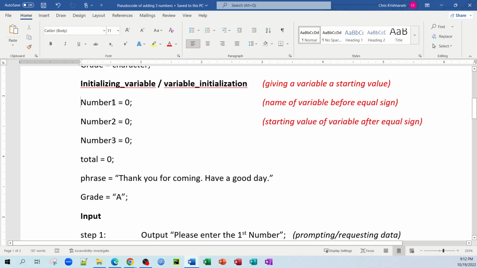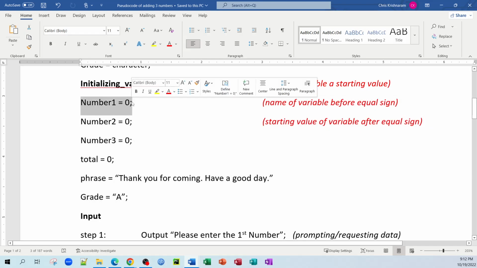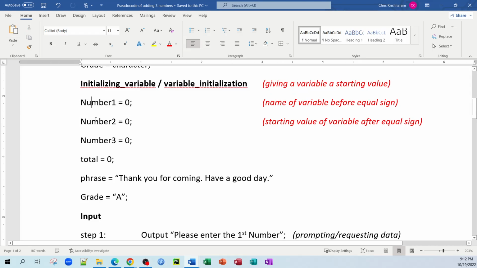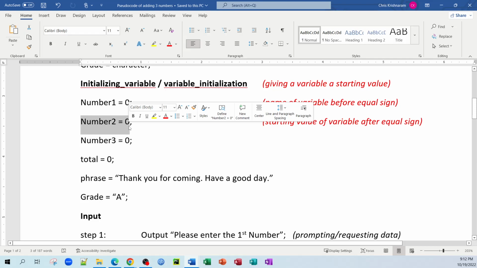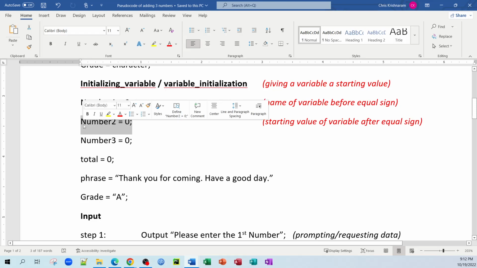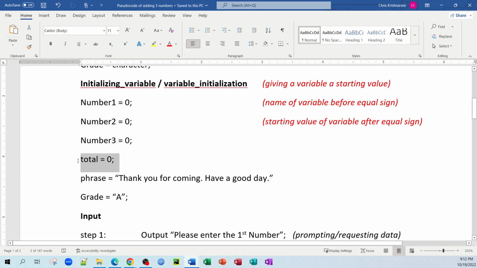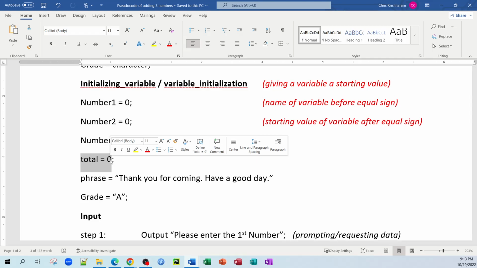So if, for instance, this number 1 remained 0 throughout the program, and I never took a number and stored it into number 1, that is going to be a constant. This for number 2 also. If I never took a number and stored it into this variable called number 2, it is going to be a constant because it's going to remain as 0 throughout the program. Same thing for total. If I never did a calculation and stored it into total, then it is going to be a constant. It's going to remain that value throughout the program. Do you guys think you're following?